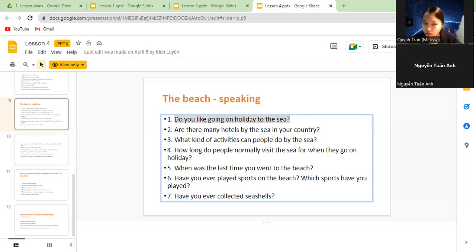So I think that the next question, you can add these words there. Okay, so can you get that? Yeah. Okay, now we will apply it in the next question. How long do people normally visit the sea for when they go on holiday?